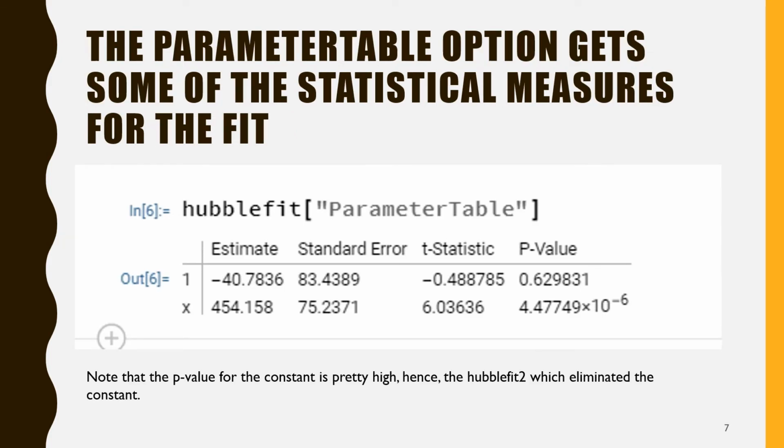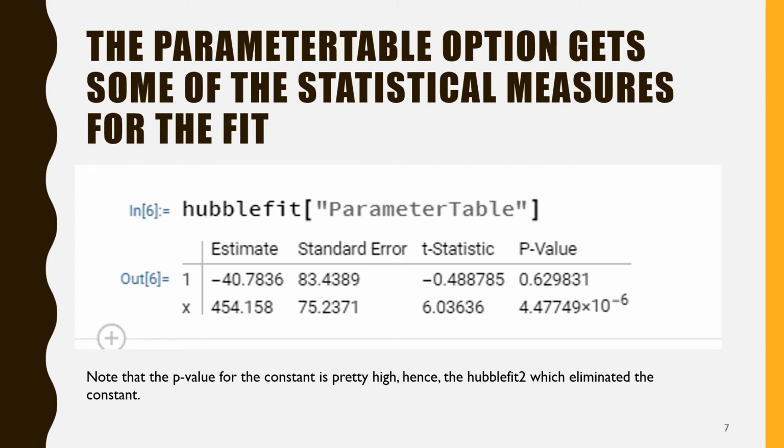What we will find is that a fit is much more complicated than just the slope and intercept, or just the slope as we had in the second version, but that there are a whole set of statistical measures that come along with the fit that tell you how good of a fit it is and how much you might believe in the fit and so on. And so you can get a set of statistical measures on the fit by saying HubbleFit square bracket and then putting ParameterTable, capital P, capital T, in quotes. And then we see things like standard error and t-statistics and p-values.